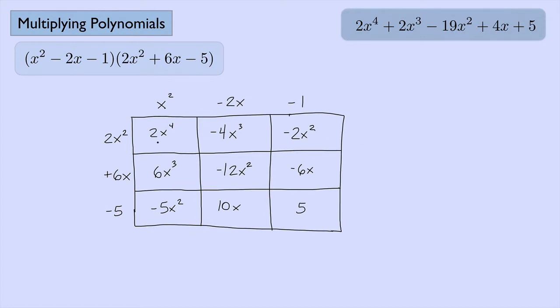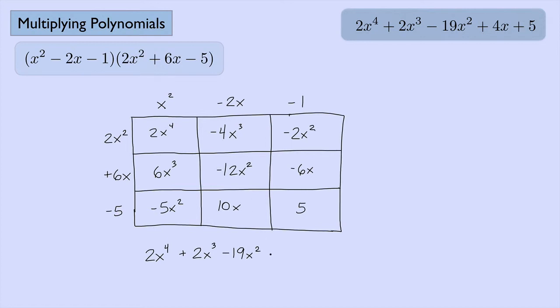So I have a 2x to the fourth. I have a 6x cubed and a negative 4x cubed. That makes positive 2x cubed. Then I have x squareds along the diagonal here. So I have negative 5x squared, negative 12x squared, and negative 2x squared. That's negative 19x squared when I put them all together.